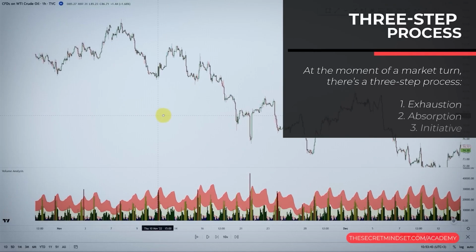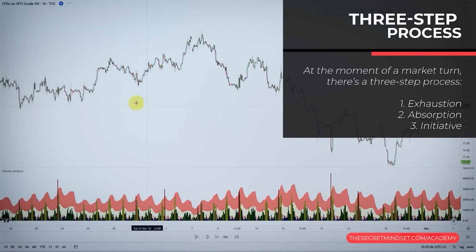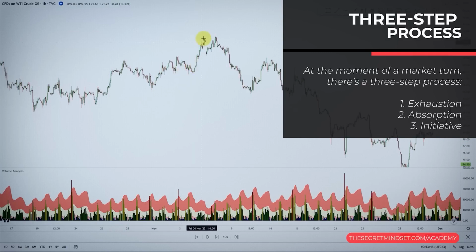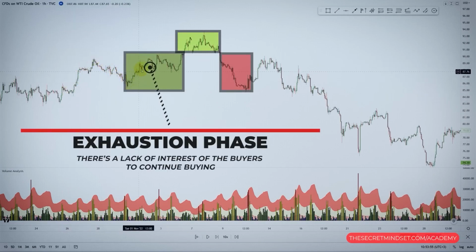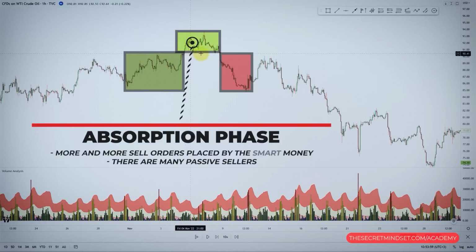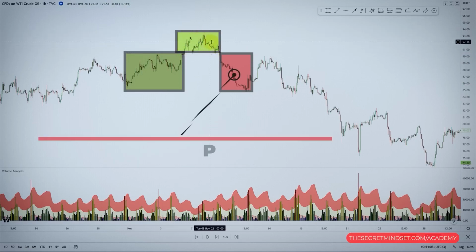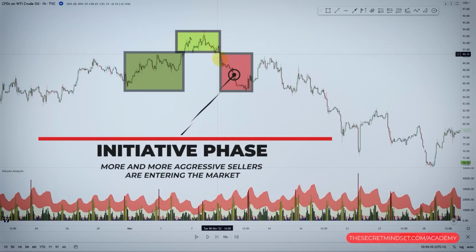At the moment of a market turn, we will always have a three-step process: exhaustion, absorption, and initiative. During an uptrend, in the exhaustion phase, there's a lack of interest of the buyers to continue buying. During the absorption phase, you'll see more and more sell orders placed by the smart money. During the absorption phase, there are many passive sellers. The initiative phase is characterized by aggressive selling. More and more aggressive sellers are entering the market.